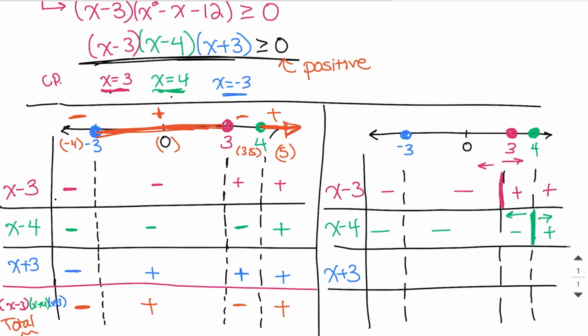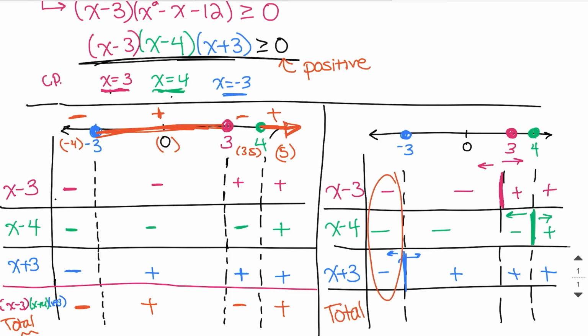And then lastly, we have x plus 3, and negative 3 plus 3 gives us 0. So our critical value here would be at negative 3. Well, anything smaller than negative 3 would be negative, and anything bigger than negative 3 would be positive. So you can figure out these values on the factor table without actually having to plug in numbers.